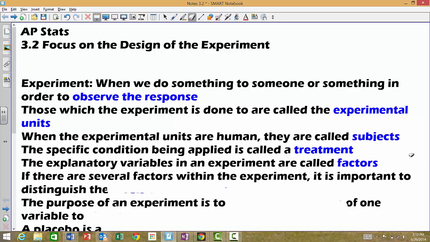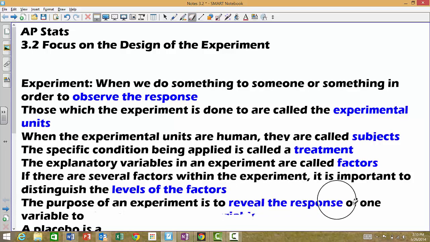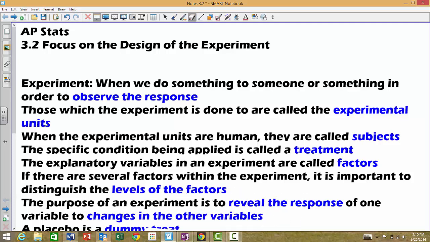Explanatory variables of an experiment are called the factors. And if there are many factors within an experiment, we call them the levels of the factors. Okay, and we have an example that will go through all that. Okay, the purpose of an experiment is to reveal the response of one variable to the changes in the other variable. And basically what we're doing is we're seeing how y changes when we change the x.